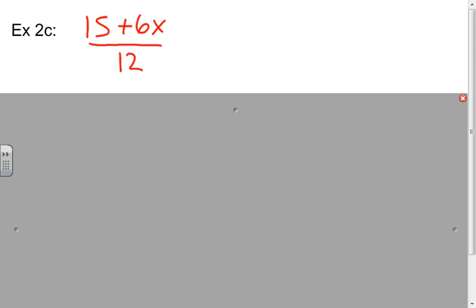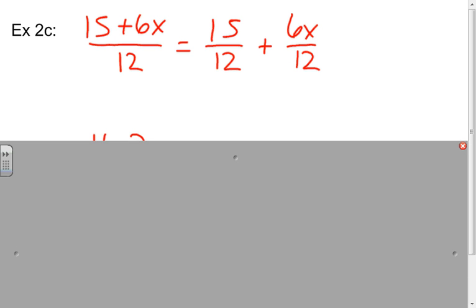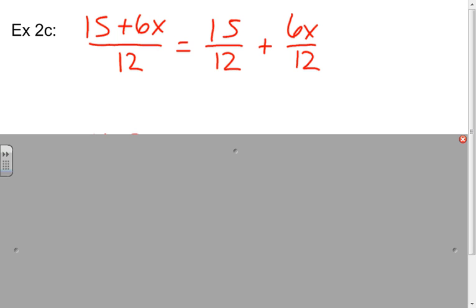Same process. 2 things on top, 1 thing on the bottom, so I can split them up. And this becomes 15 over 12, 6x over 12, and the plus sign stays in the middle. I can simplify both of those. 15 over 12, I can take a 3 out, and I get 5 over 4. 6 over 12, I can take a 6 out, and I get 1x over 2, because 6 over 12 is 1/2.